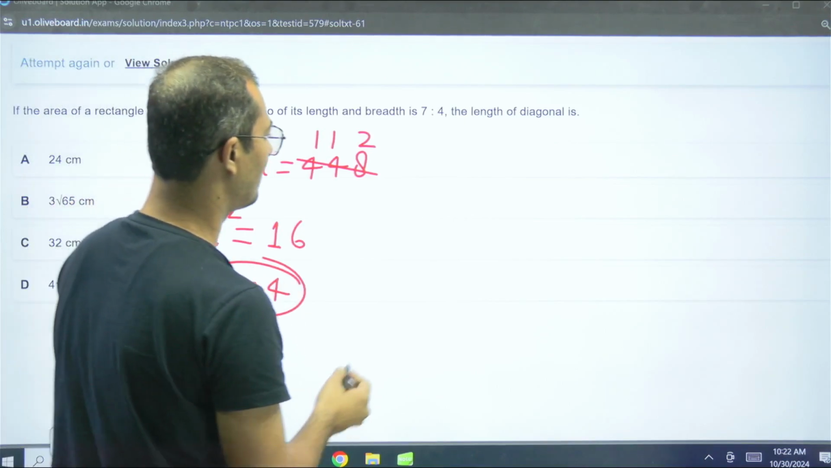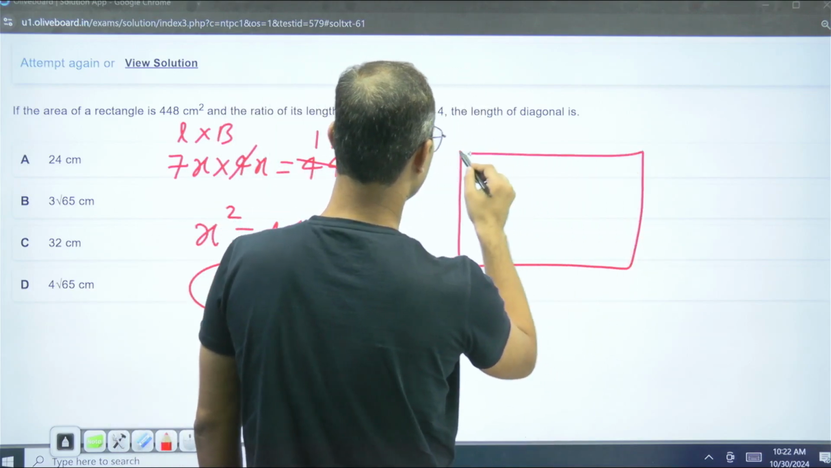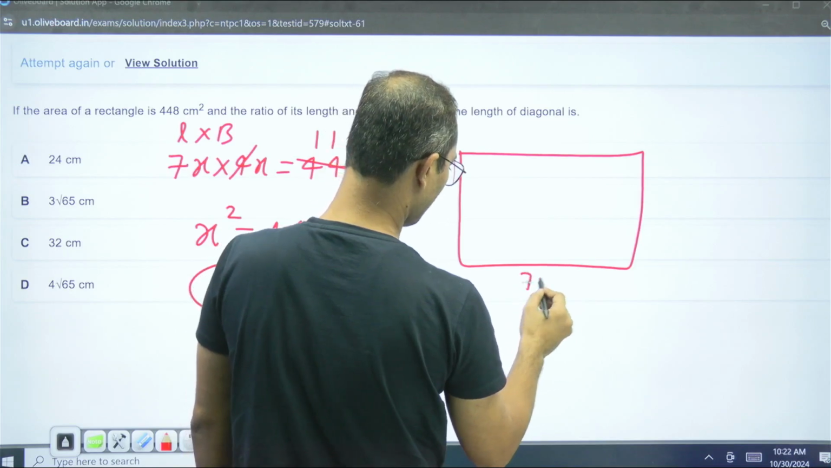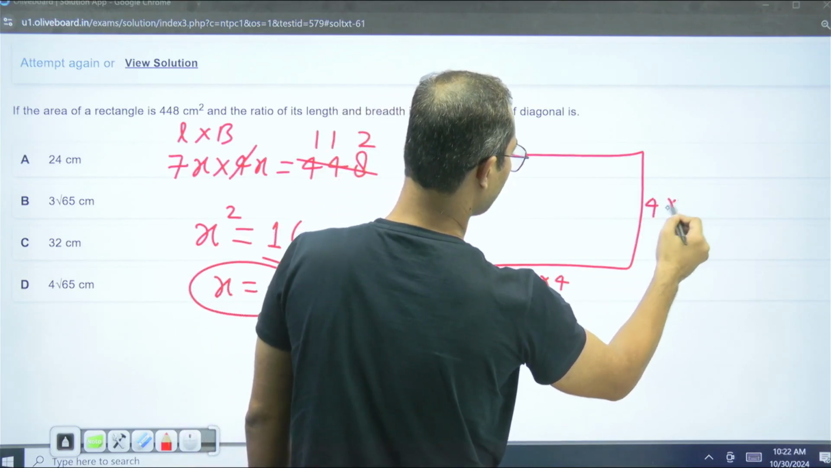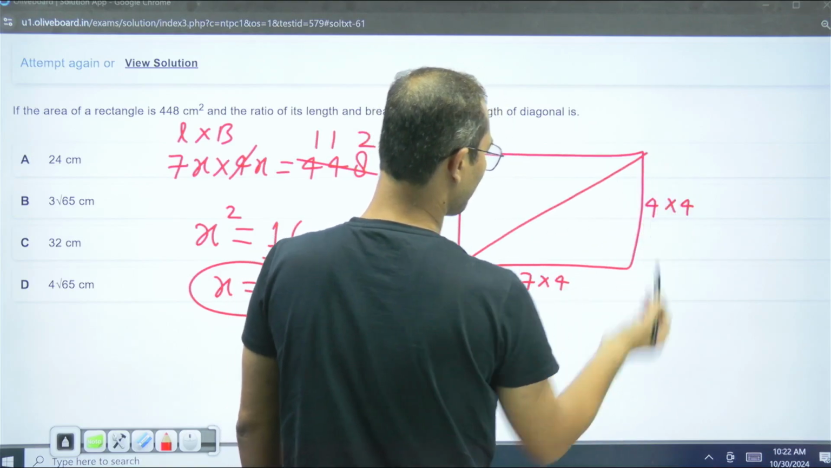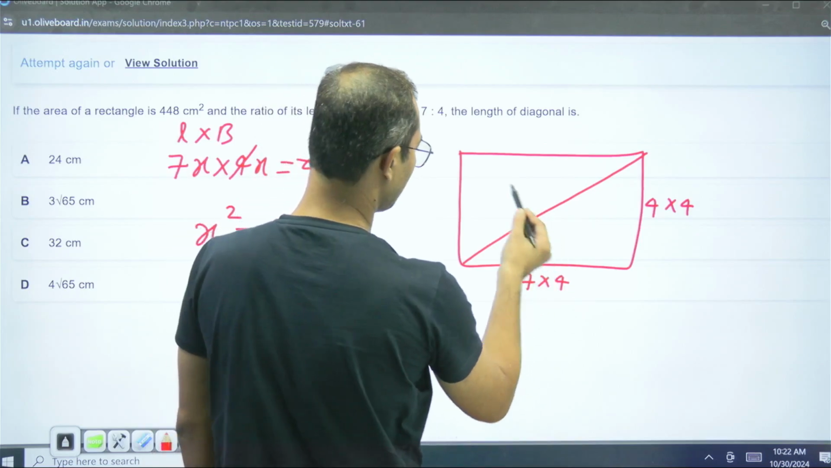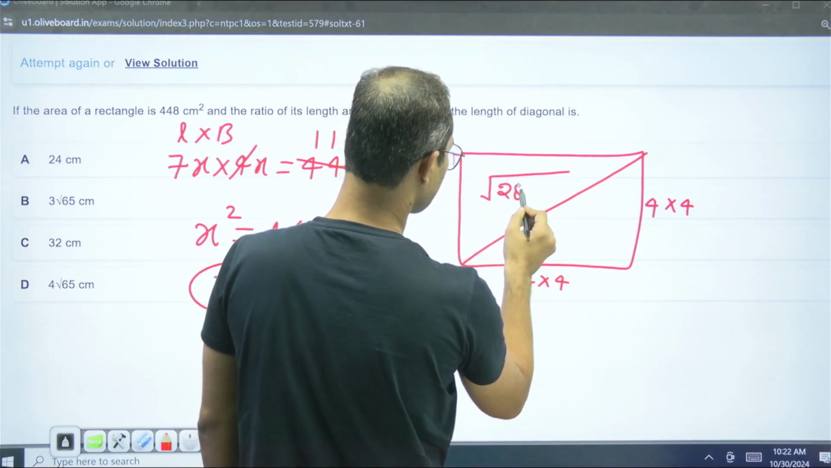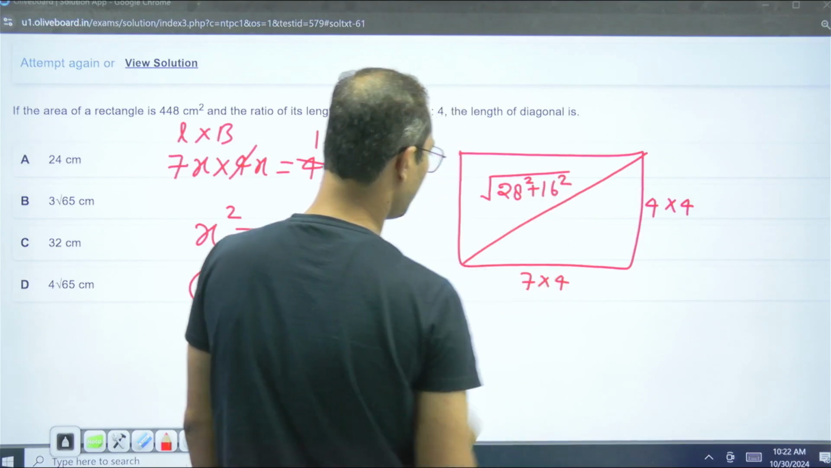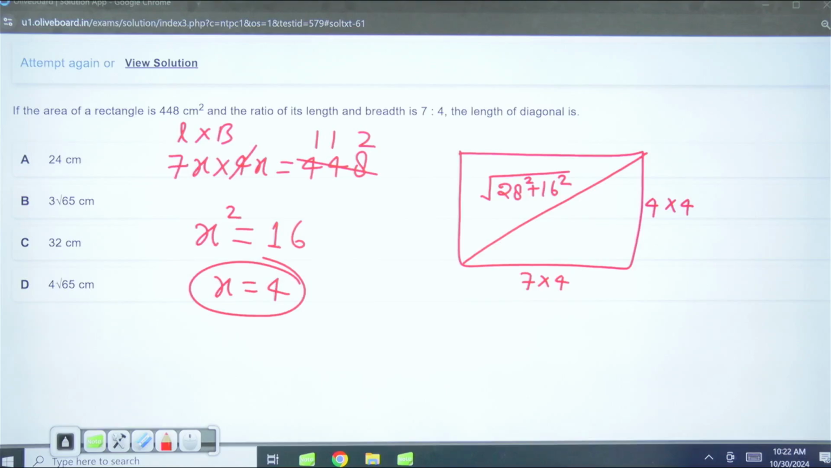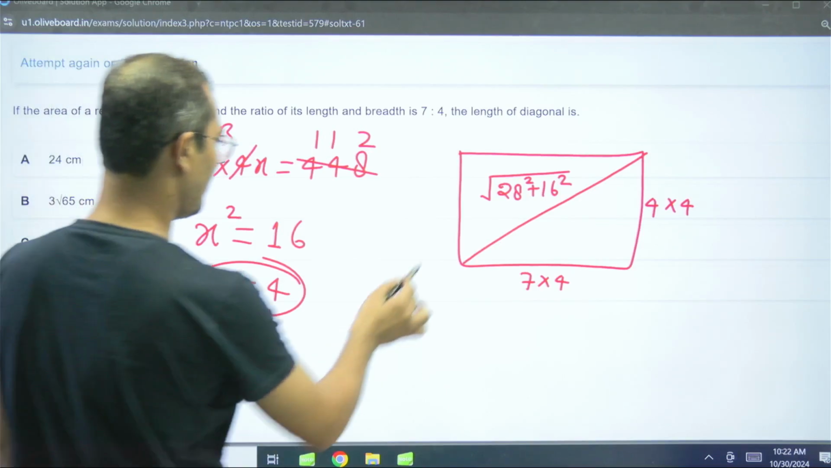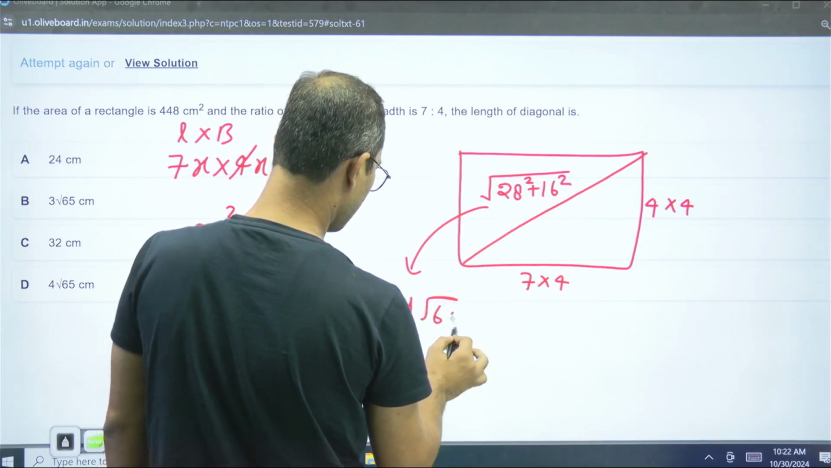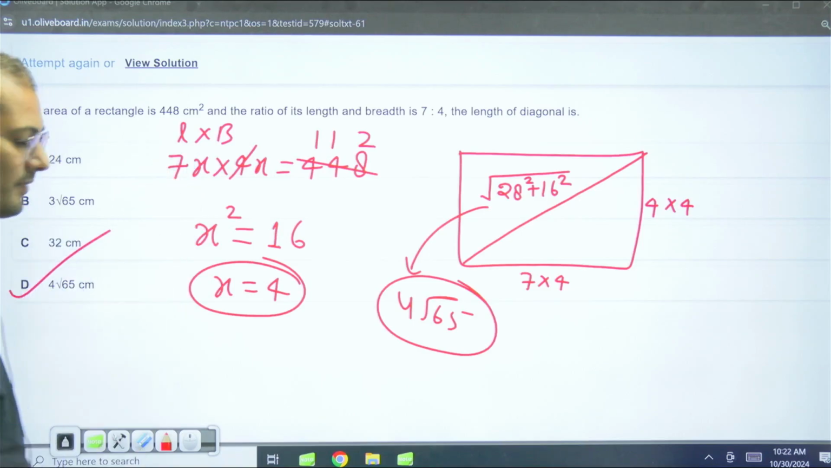So the length of the diagonal. What is the length of the rectangle? Length is equal to 7 into 4, right? What is the breadth? 4 into 4. We know the diagonal, so we can apply the Pythagoras theorem. This is equal to square root of 28 square plus 16 square, right? After solving this, we will get 4 root 65. So 4 root 65 is the right answer. D is the right answer.